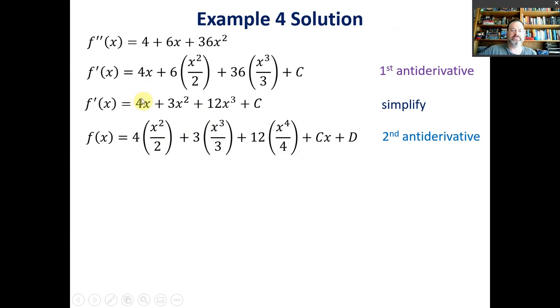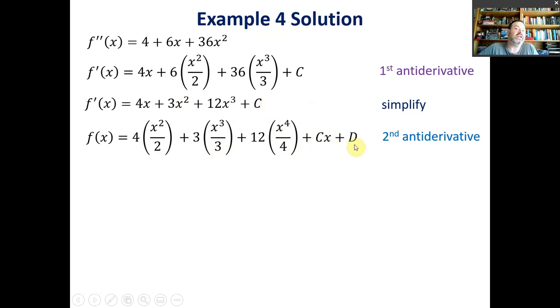Leave the 4 alone. This becomes x squared over 2. Leave the 3 alone. This becomes x cubed over 3. Leave the 12 alone. This becomes x to the 4th over 4. The c now becomes cx. If you want to think of this as x to the 0, that's fine. You don't have to go into all that, though.